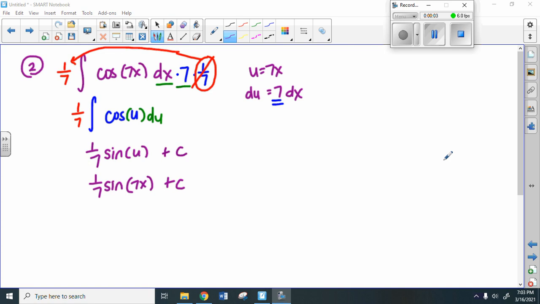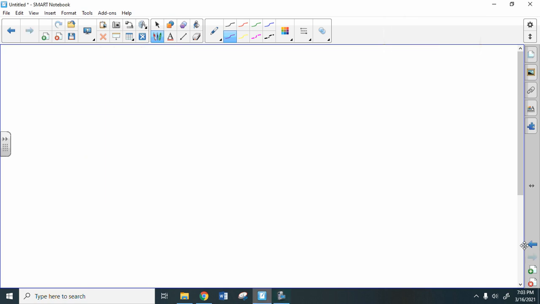All right, so we're just going to keep going with some more examples of u substitution because I want to show you that it works with more than just trig. Okay, so let's take a look at a third example. Let's look at 3x squared times (5 plus x to the third), and that's all raised to the 7th, dx.